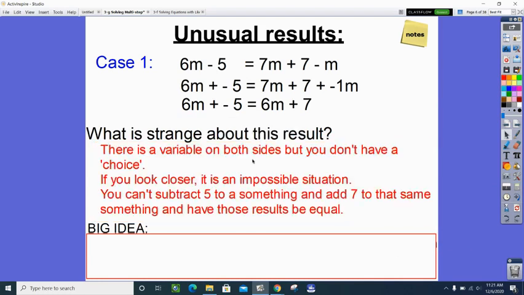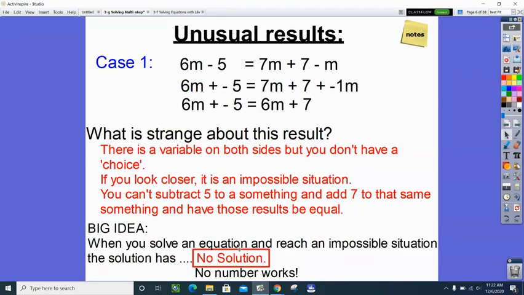But let me just show you kind of what I'm talking about. There is a variable on both sides, but you don't have a choice. And when this happens, you look closer, you can see it's an impossible situation. You can't take a number, let's just say it was 1, and multiply, you'd have 6, take away 5, and over here you'd have 6, add 7, and they're equal. There is no way this situation can ever happen.